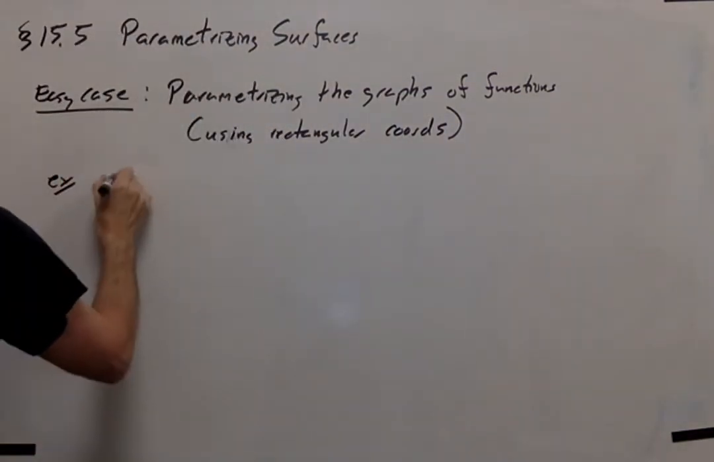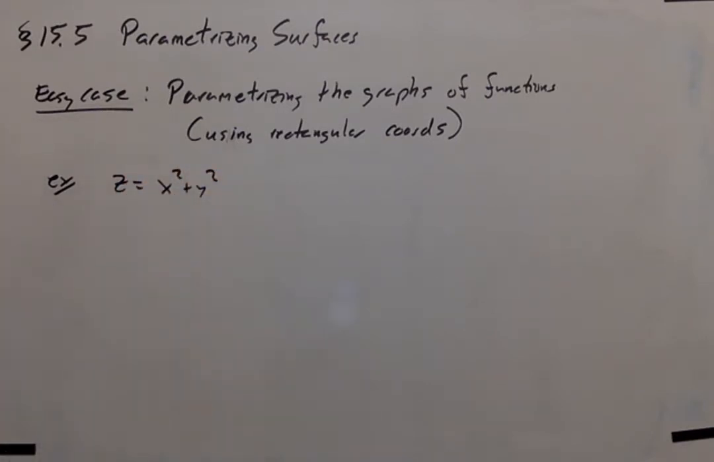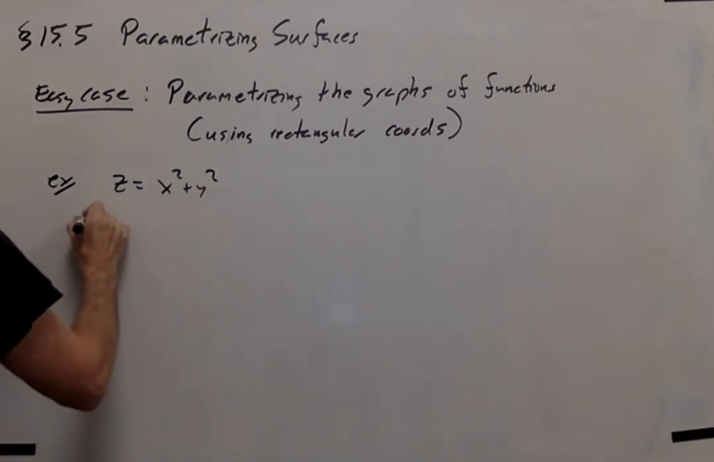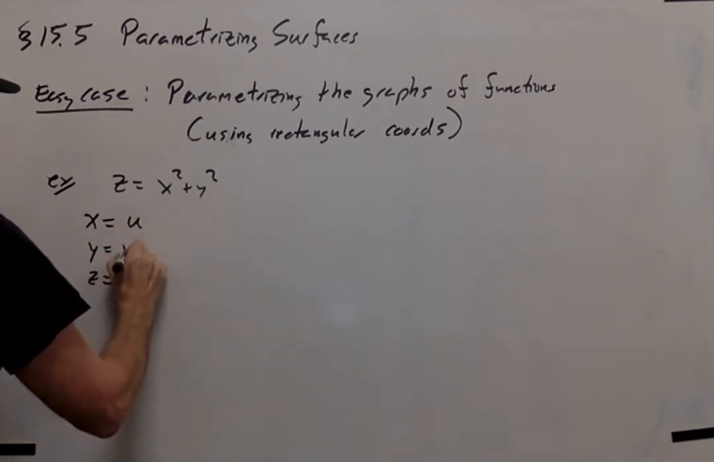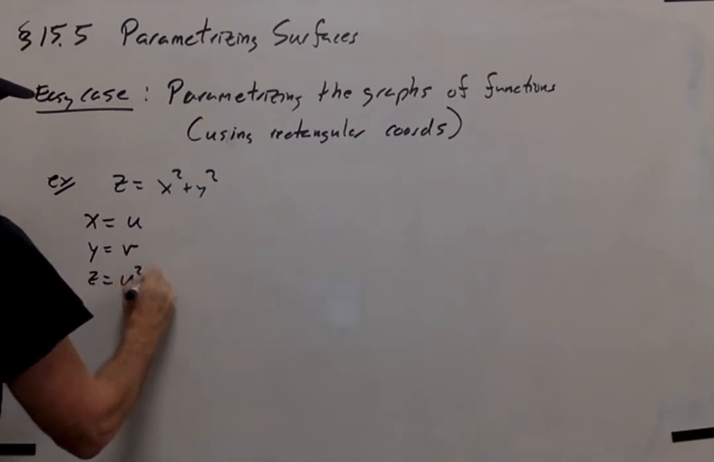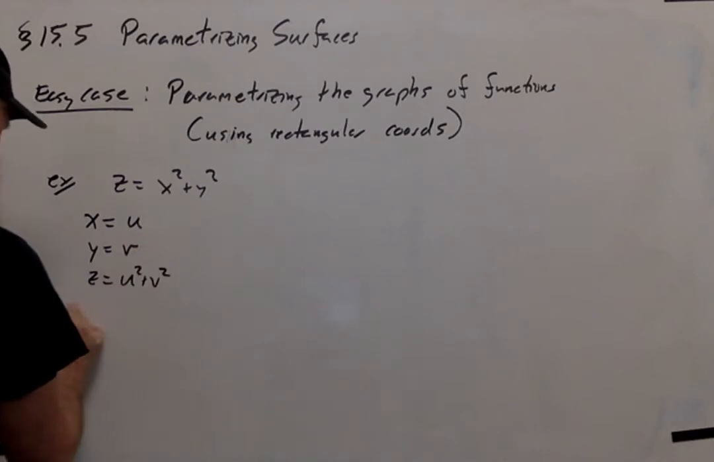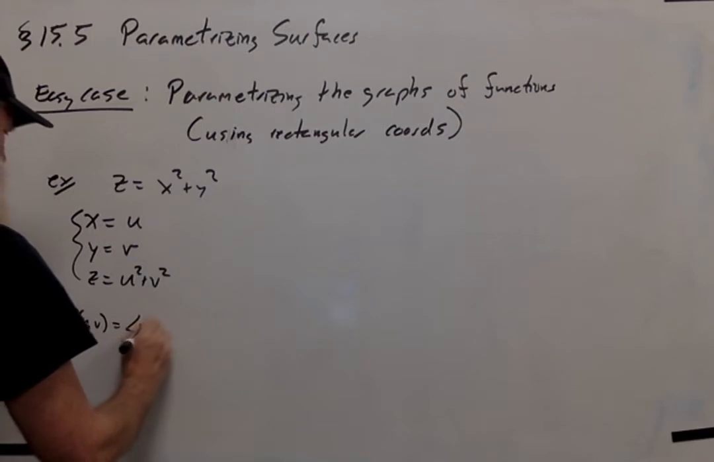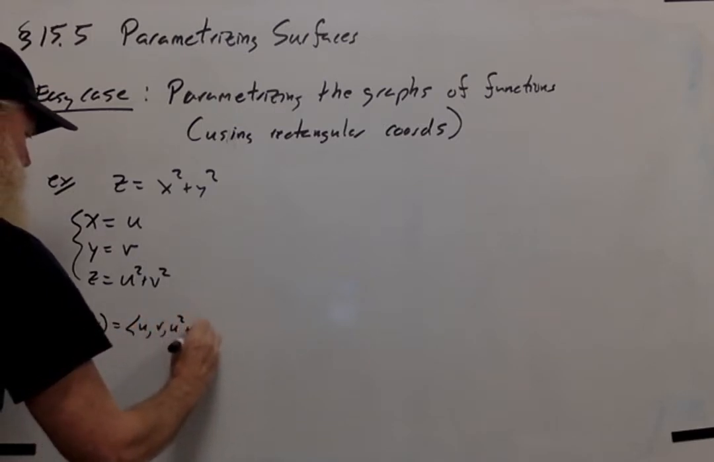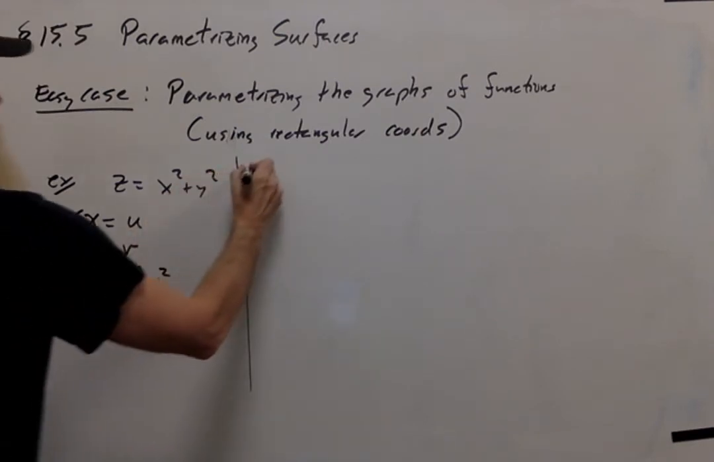Suppose I wanted to parameterize z equals x squared plus y squared. Well, here notice that z is already given as a function of x and y. So I can let x equal u, y equal v, and z will be u squared plus v squared. Using the phi notation, I'll say that phi of u and v is u, v, u squared plus v squared.